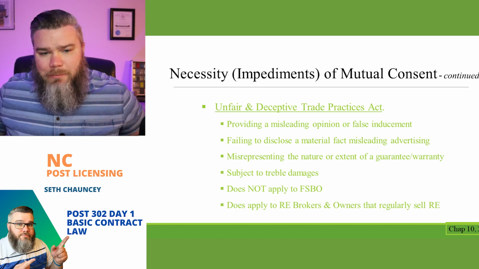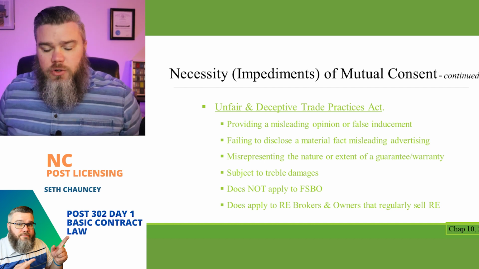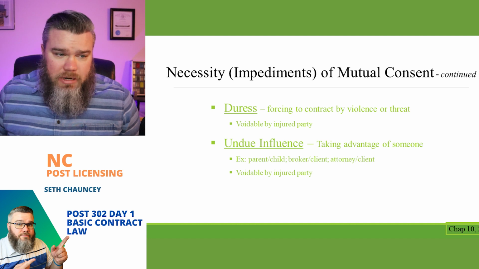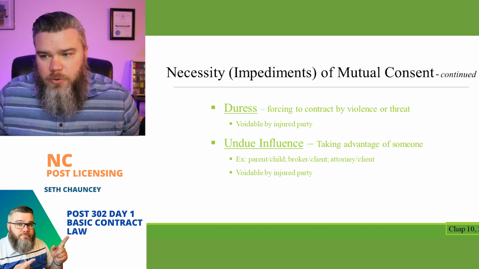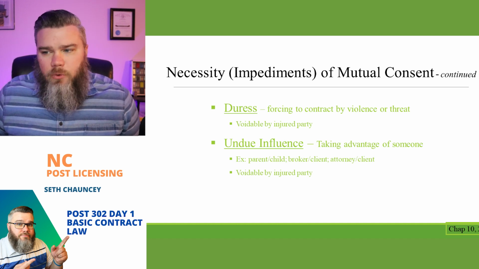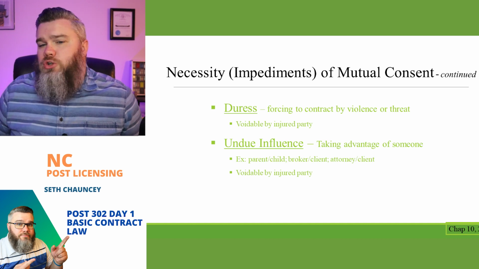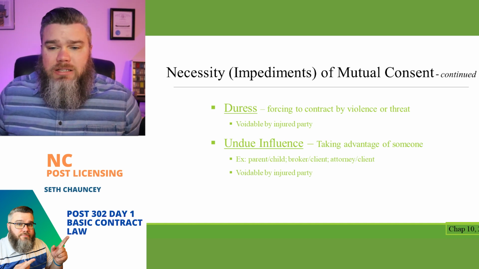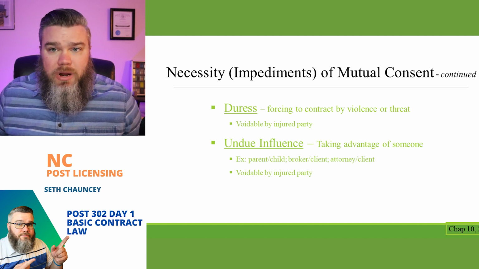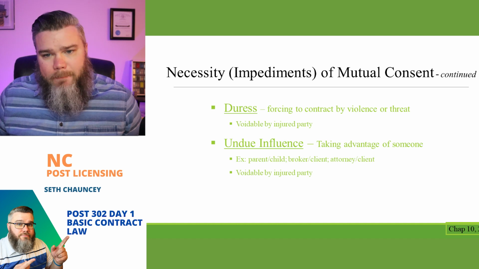Now, the other thing that I mentioned could prevent us from entering into mutual agreement, mutual assent, all those different names, was duress or undue influence, okay? Duress is forcing the contract by violence or threat, and undue influence is more of an emotional aspect. If you hold a gun to somebody's head, that is duress. You say, sign this contract or I'll blow your brains out. Of course they're going to sign it.